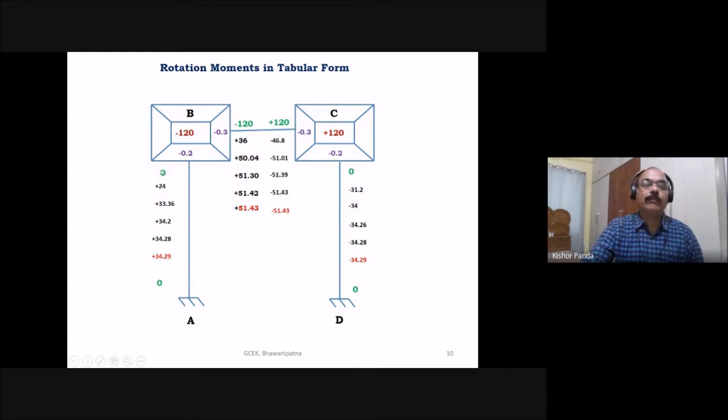Here the fixed end moment is 0, and here also the fixed end moment is 0 in the vertical member, and here also 0. These are the fixed end moments.